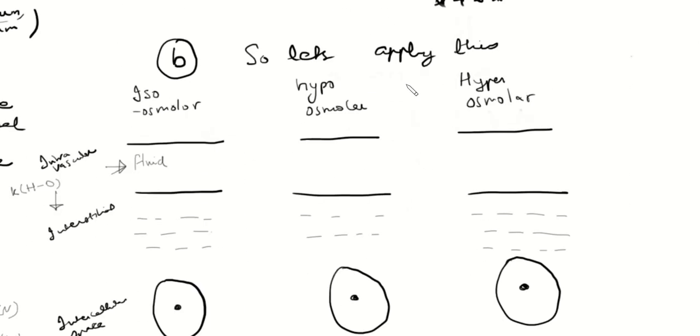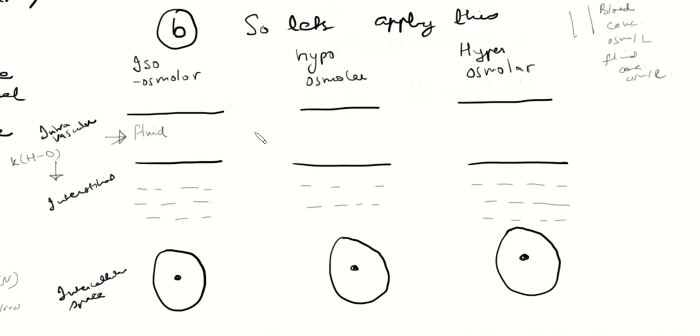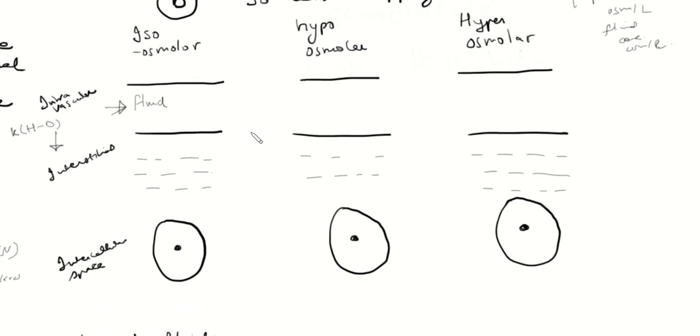Isoosmolar, what does that mean? That means if I have my blood, and it's got a certain concentration of osmoles per liter, my fluid is going to have the same concentration of osmoles per liter. Okay, you guys with me on this? Perfect.